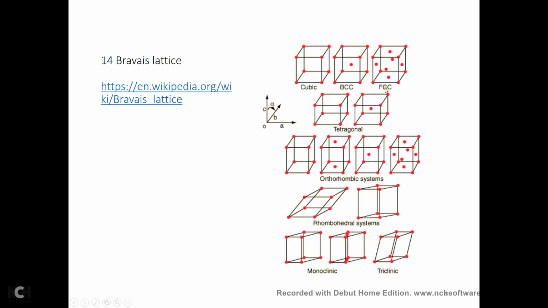For the tetragonal crystal system, we have 2 different Bravais lattices. So this one is simple, this one is body-centered. And then this is orthorhombic. And then we can have base-centered, body-centered, and face-centered. Again, this is base-centered. Rhombohedral. And then over here, monoclinic. Again, those are base-centered. Triclinic. So again, in total, there are 14 Bravais lattices. And you can look at this webpage to get more detail about these 14 Bravais lattices.